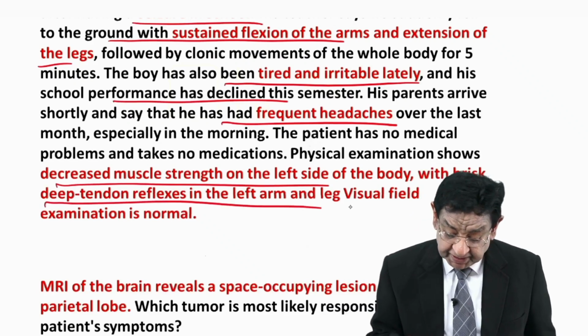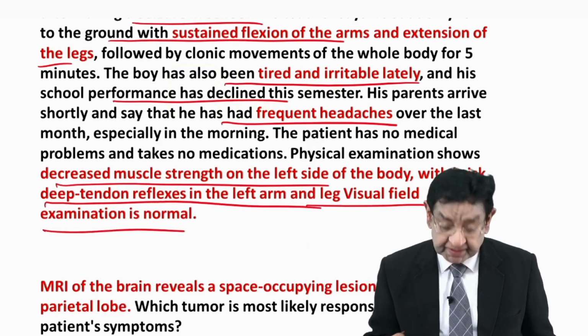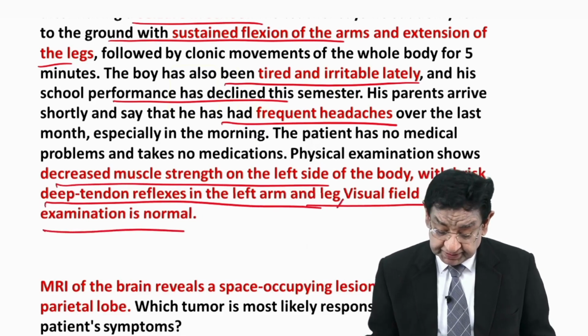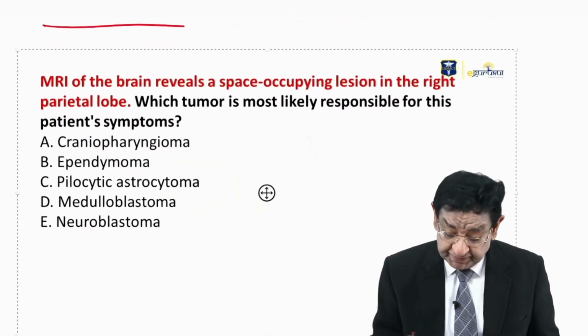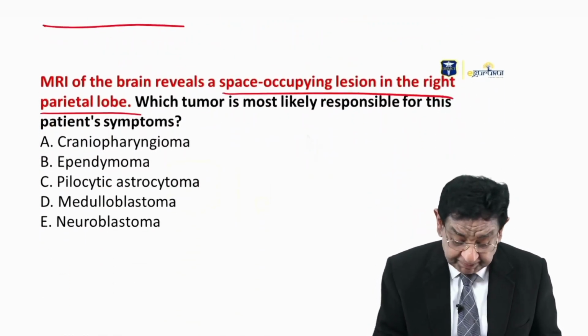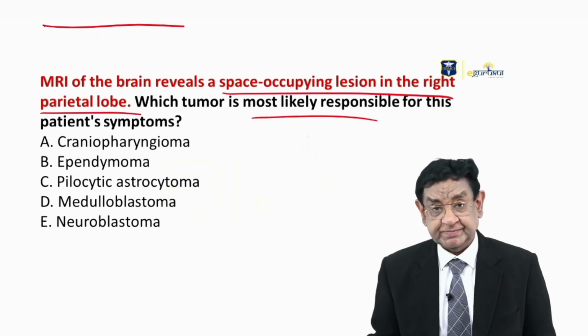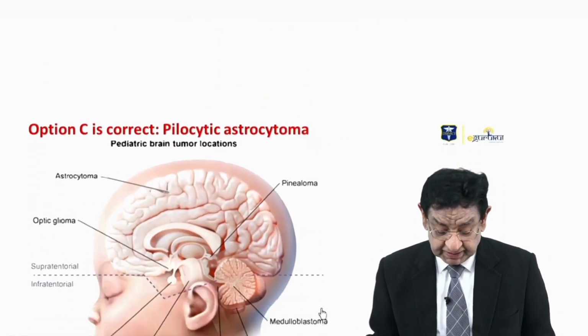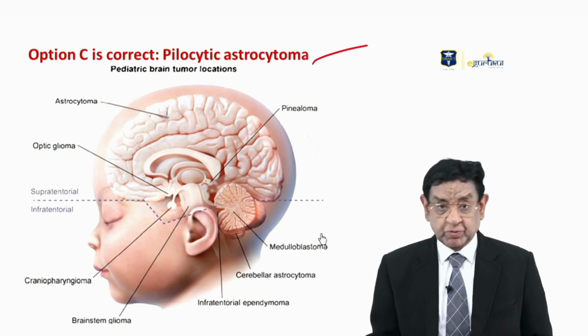Brisk deep tendon reflexes in the left arm and leg. Visual field examination is normal. MRI of the brain reveals a space occupying lesion in the right parietal lobe. Which tumor is most likely in this patient? Well, the answer is pilocytic astrocytoma.